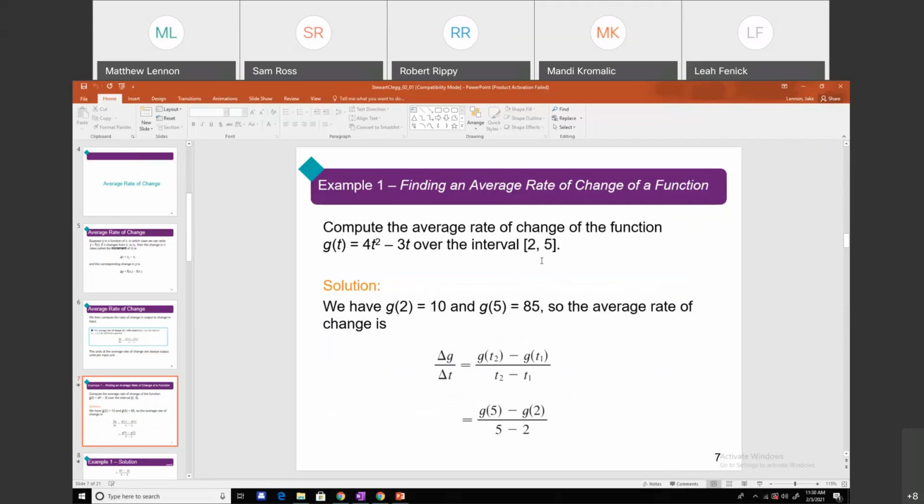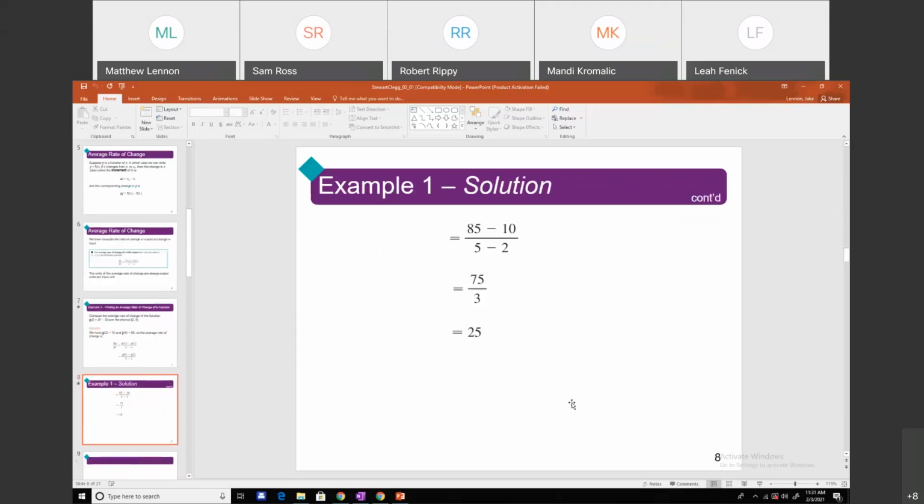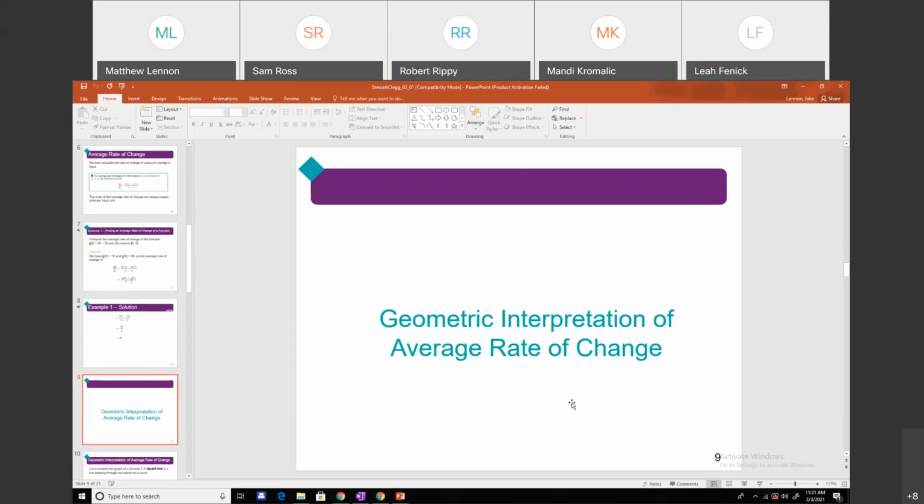Okay, so they go over an example here where they have 4t squared minus 3t. Again, what they want to do is g of 5 minus g of 2 over 5 minus 2. They computed them right here. So what they did is you just plug 5 in. 4 times 5 squared minus 3 times 5 is giving you 85. And 4 times 2 squared minus 3 times 2 is giving you 10. So basically you're going to end up with 85 minus 10 divided by 3, which will be 25. So that's the average rate of change for this problem.